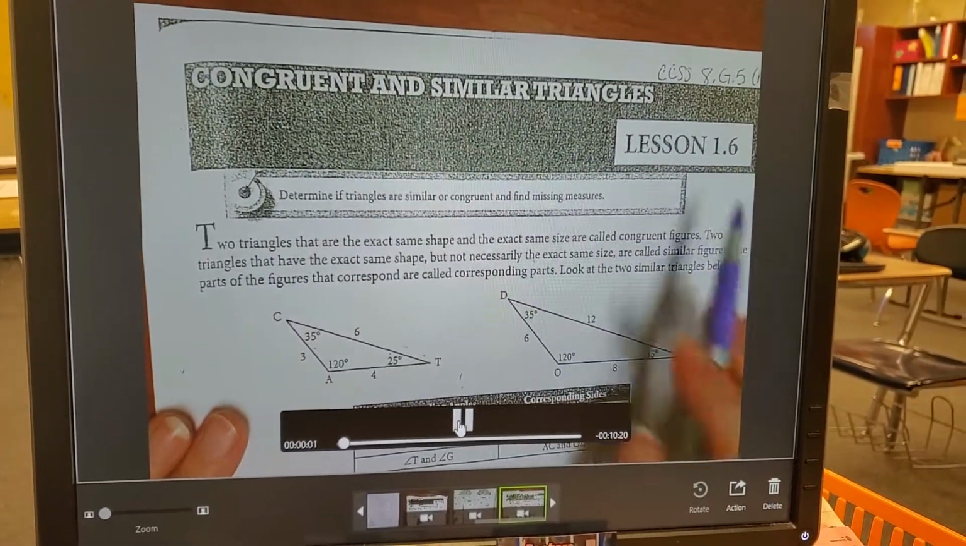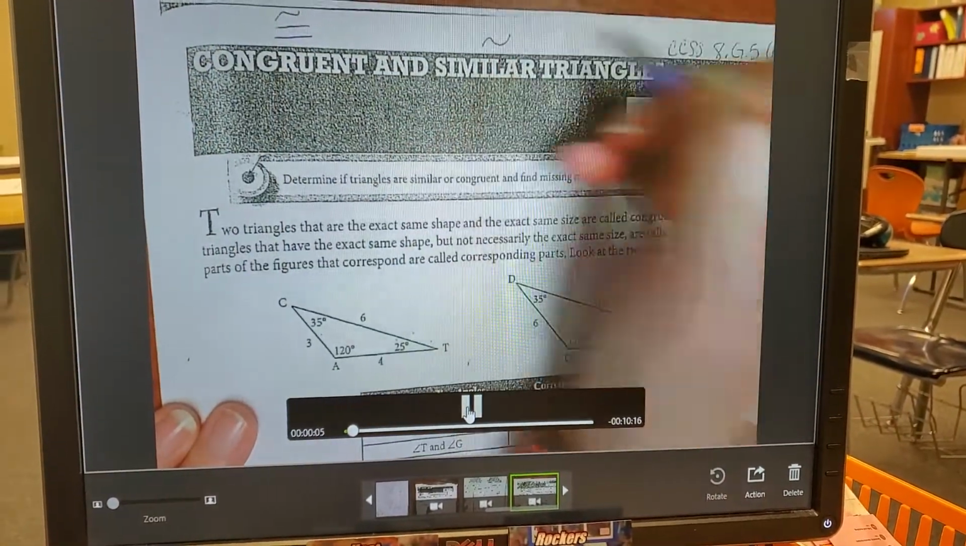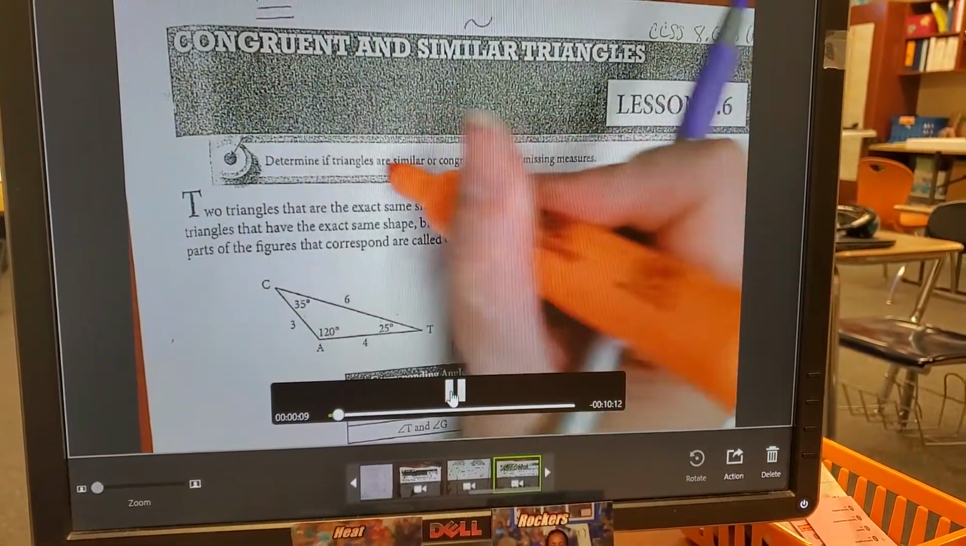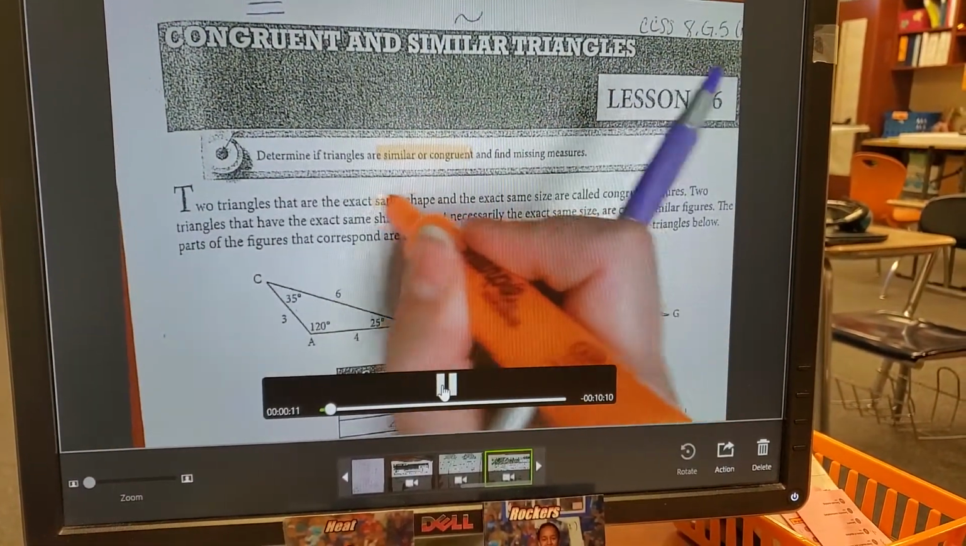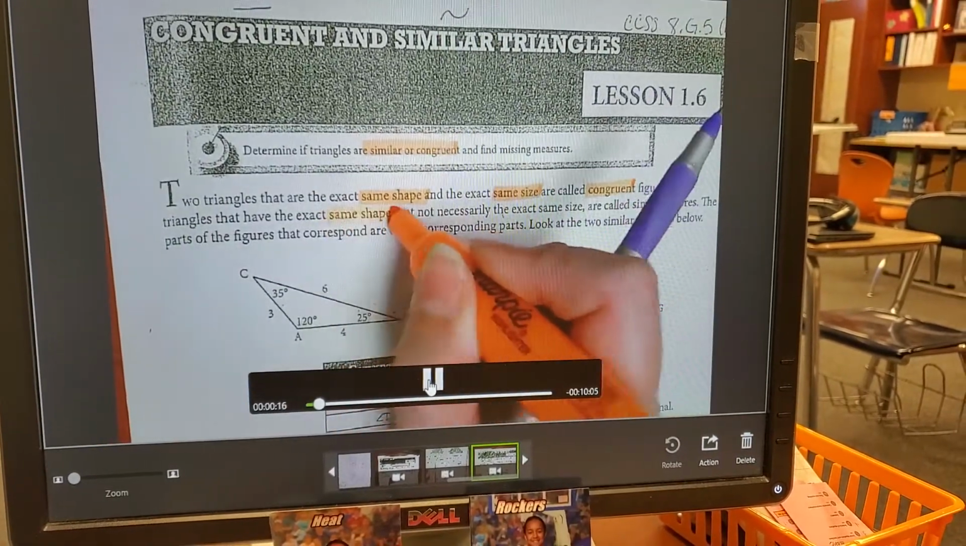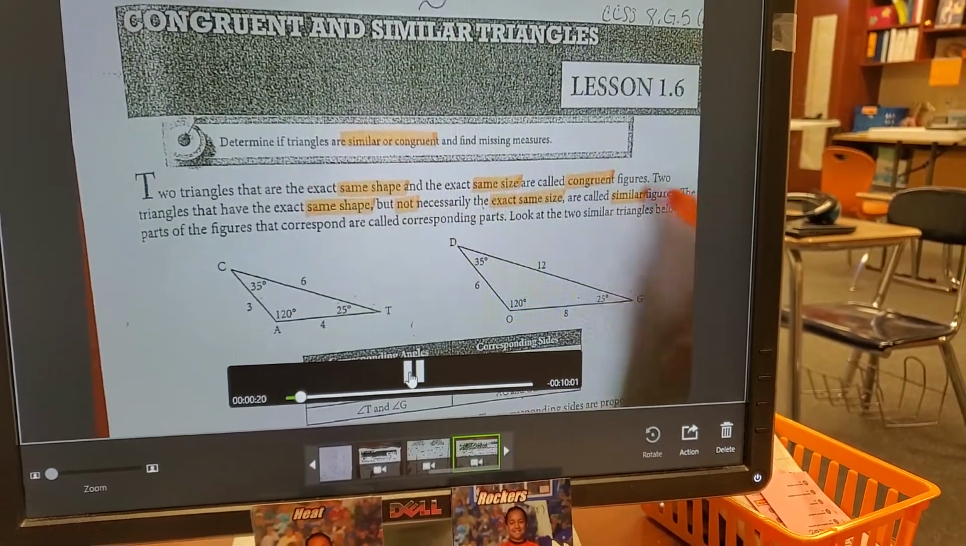Hi guys, we have lesson 1.6 here, congruent and similar triangles. We're going to determine if the triangles are similar or congruent and find some missing measures. If they're the same shape and same size, they're congruent. If they're the same shape but not the same size, they're just similar to each other.